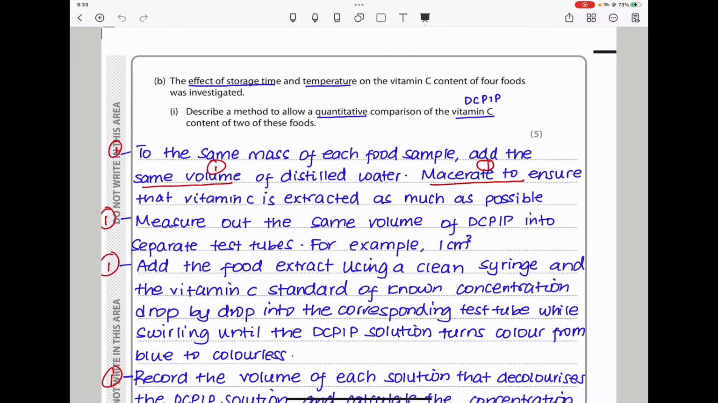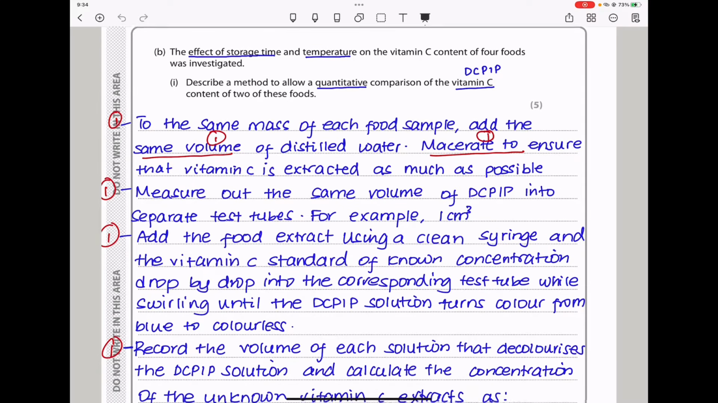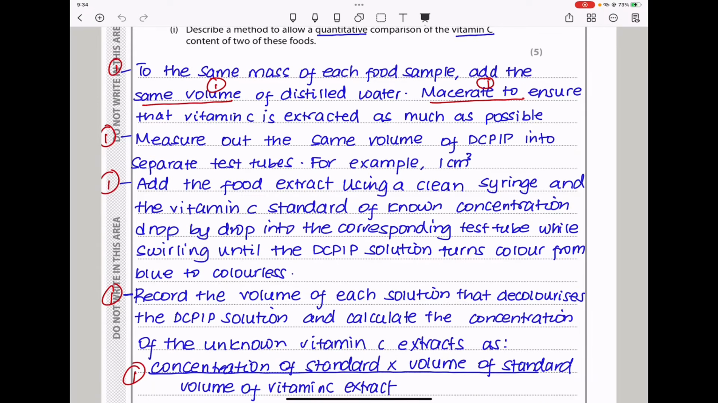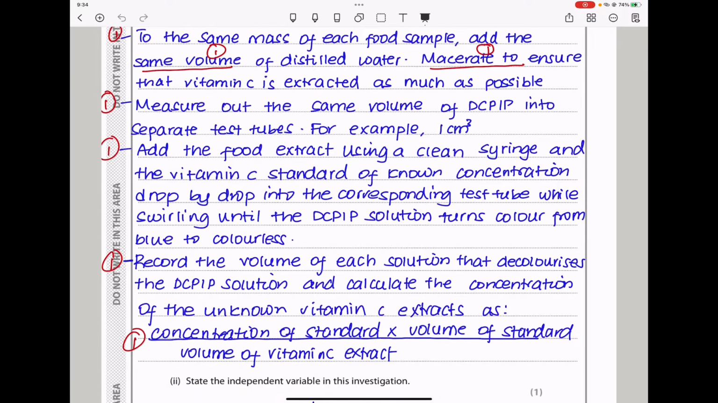So here I said, to the same mass of each of the food samples, add the same volume of distilled water, and then macerate to ensure that vitamin C is extracted as much as possible. Then measure out the same volume of DCPIP in two separate test tubes. For example, it could be 1 centimeter cubed. And then add the food extract, I'm talking about the solution, using a clean syringe, and the vitamin C standard of known concentration drop by drop into the corresponding test tubes while swirling until the DCPIP solution turns from blue to colorless. Then you will record the volume of each solution that decolorizes the DCPIP solution, and then calculate the concentration of the unknown vitamin C extract.